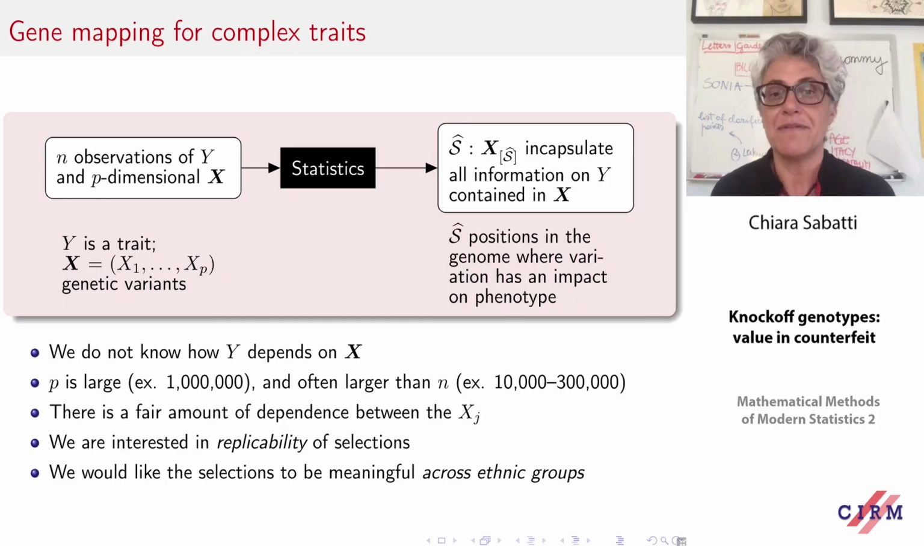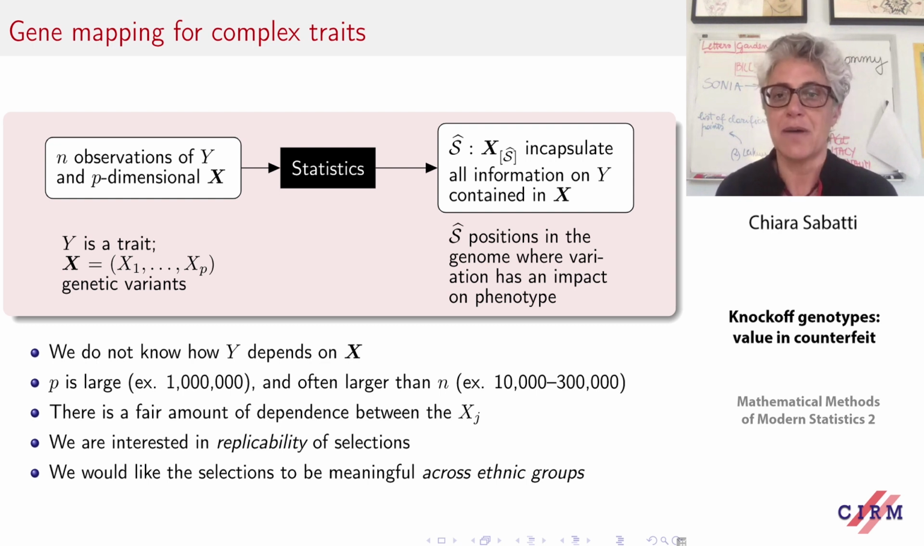Now, the goal with this data is to pass it through some statistical method so that we can identify a set S hat that collects all the genetic variants that are important for the phenotype Y. That is, they carry information on the possible value of the phenotype. So S hat represents positions in the genome, and the variation in the genome at these positions has an impact on the phenotype.